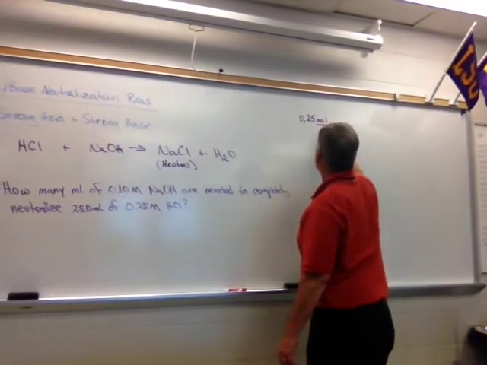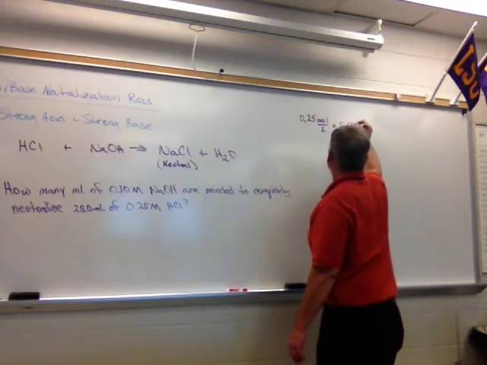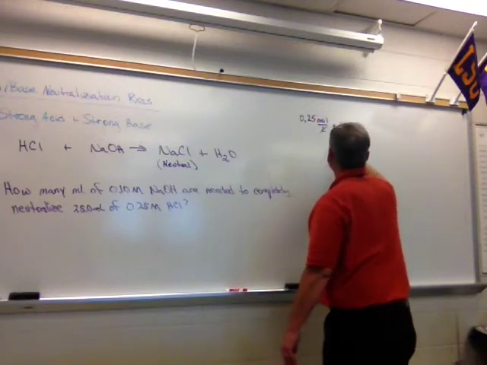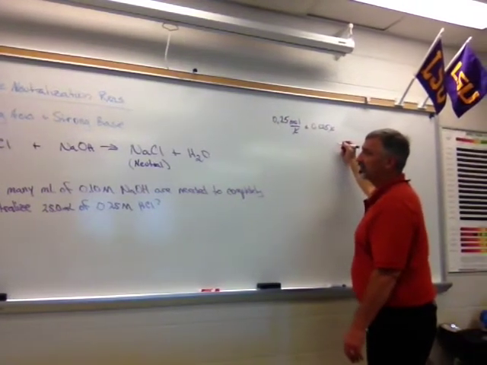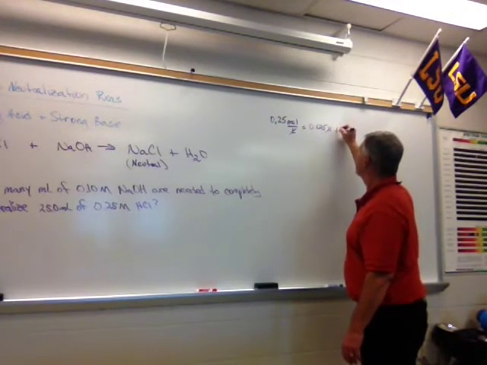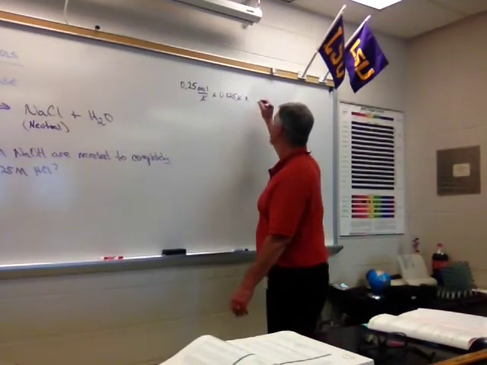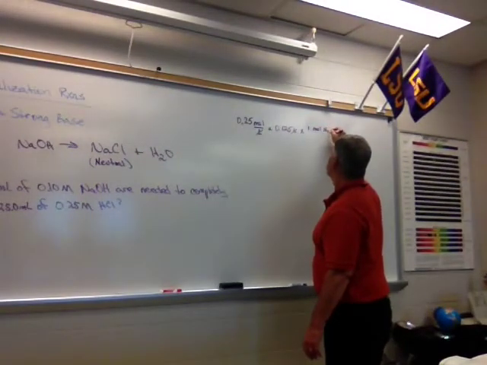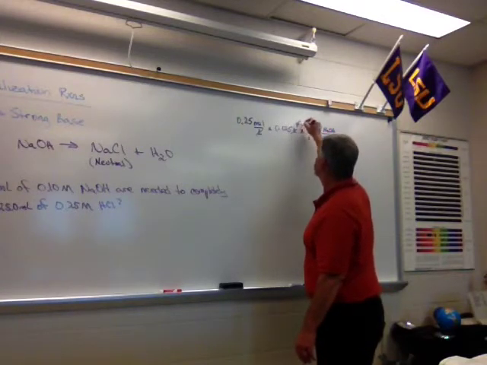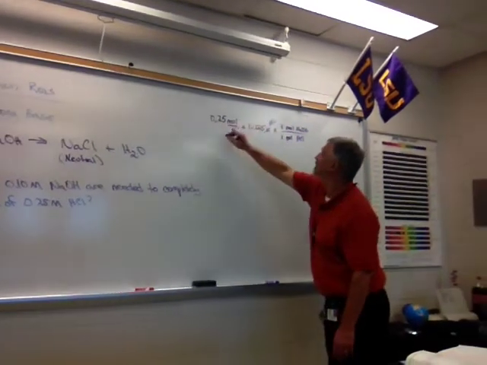0.25 moles per liter times my 0.025 liters. That's going to give me moles of HCl. Okay? But I don't need to stop there. Times, what's my mole ratio between the NaOH? 1-to-1, so it's 1 mole of NaOH for every 1 mole of HCl. And this is liters of HCl. So my moles of HCl cancel.